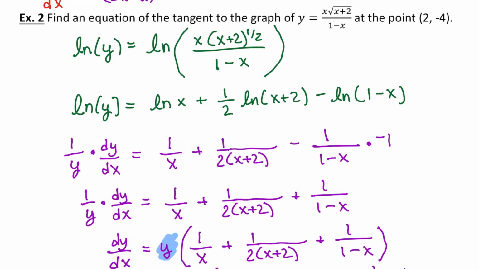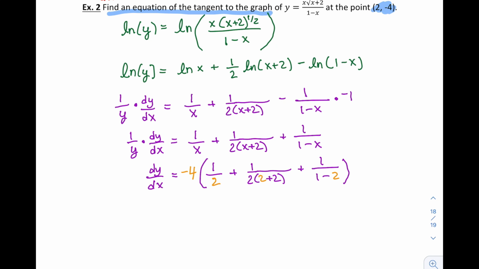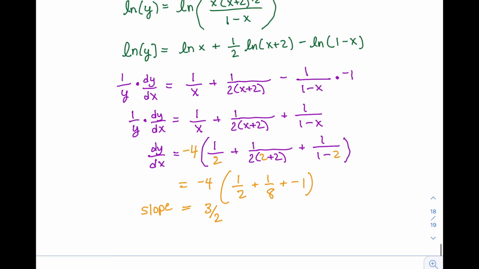And now if you look at what we're doing, we're supposed to write an equation for our tangent line. So really there's no point to replacing y with our original value for y. I'm just going to go ahead and plug in my y coordinate of -4 and my x value of 2 and see what slope it is that I get. So if I plug those values in and then simplify a little bit, I'm going to have -4 times 1/2 plus 1/8 plus -1, which if you simplify is going to give me 3 over 2. So my slope of my tangent line is 3/2 at the point 2, -4.